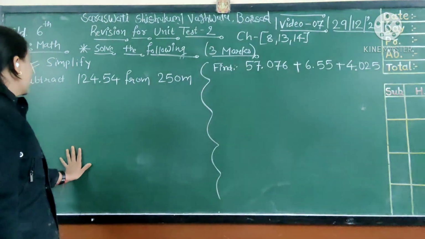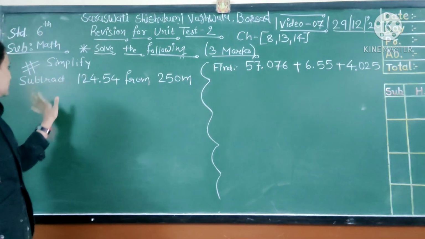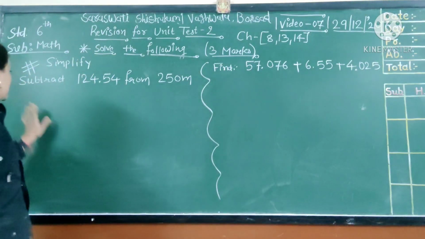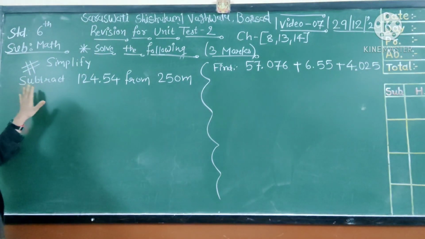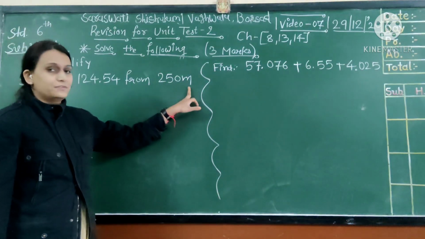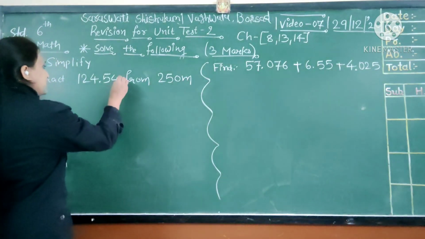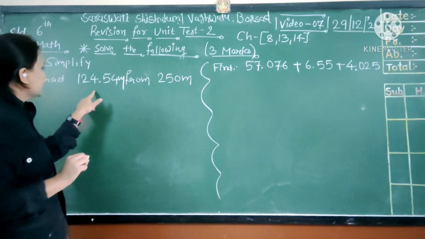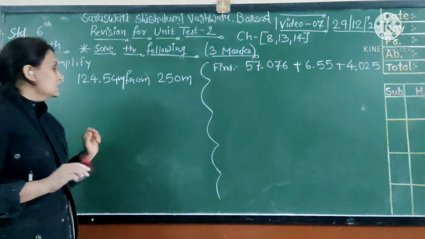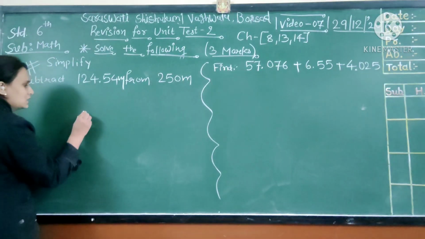Now here in the next question we have been given simplify. Two different questions are given here. So in the first question subtraction is given, okay. So subtract 124.54 from 250 meters. So we have to subtract 124.54 meter from 250 meter. So let us start the subtraction here.